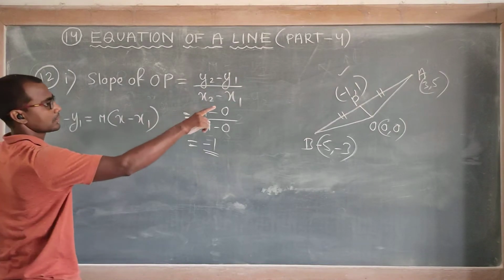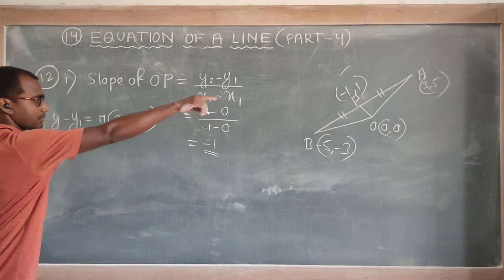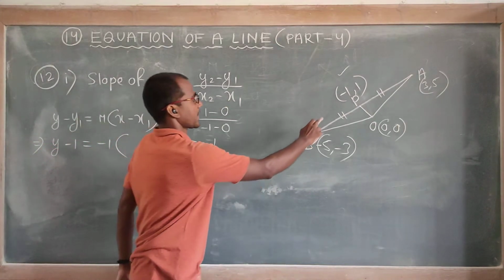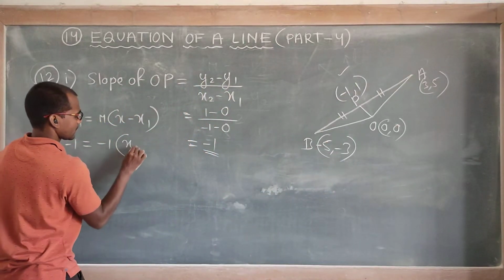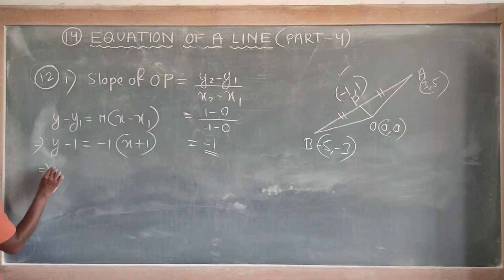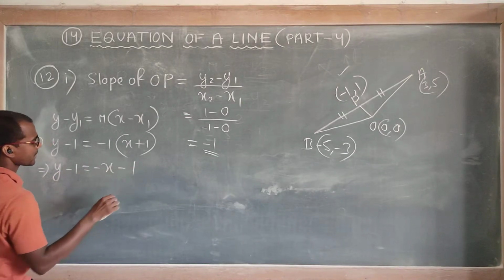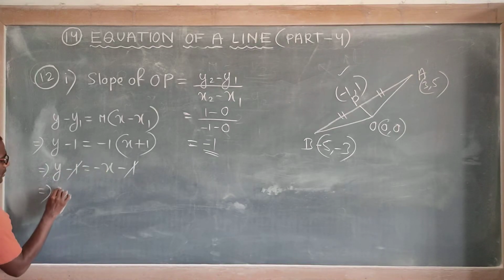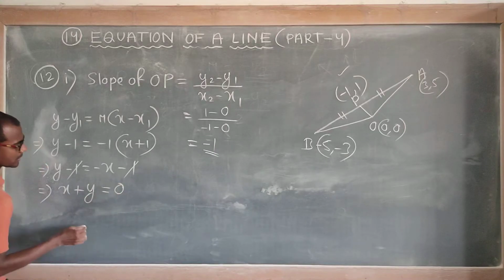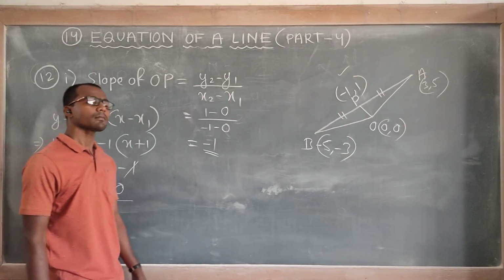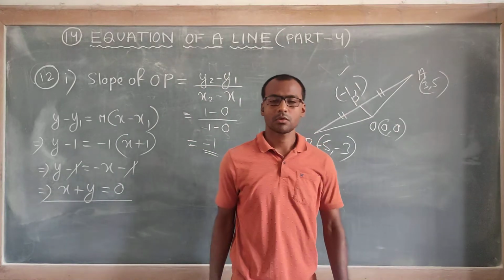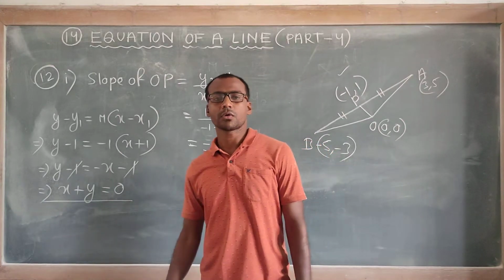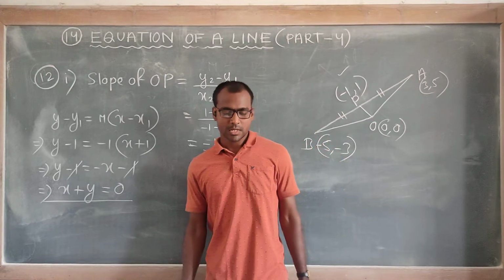What is y minus y1? This point I am taking. So y minus y1 means y minus 1. M is minus 1. X minus x1 means x minus minus 1, which is x plus 1. Y minus 1 is equal to minus x minus 1. Minus 1 and minus 1 cancel. Y equal to minus x, or x plus y is equal to 0. The equation of the line OP, or the equation of the median of the triangle through the vertex O, is x plus y is equal to 0. Ready? And remember one more thing.